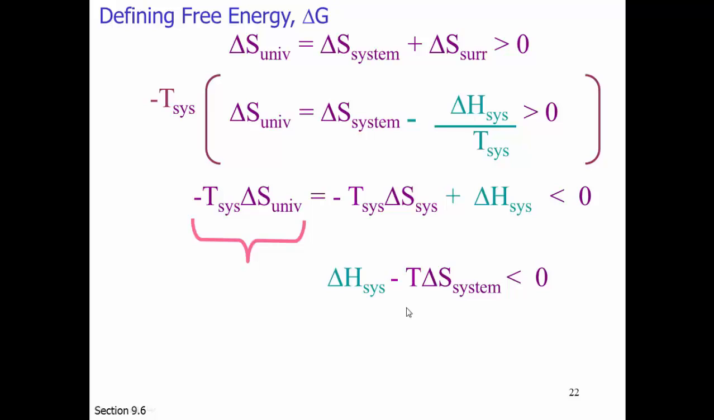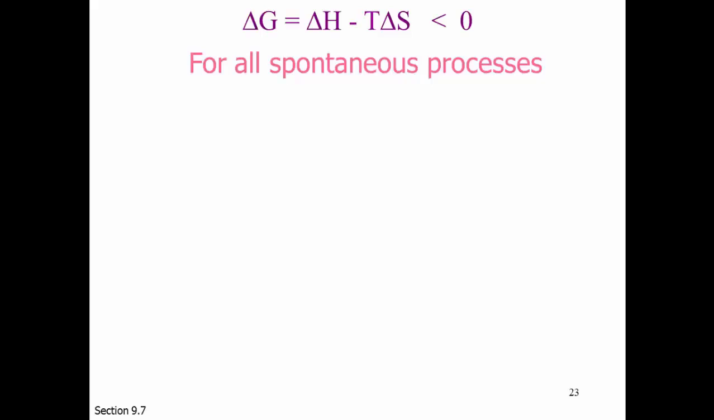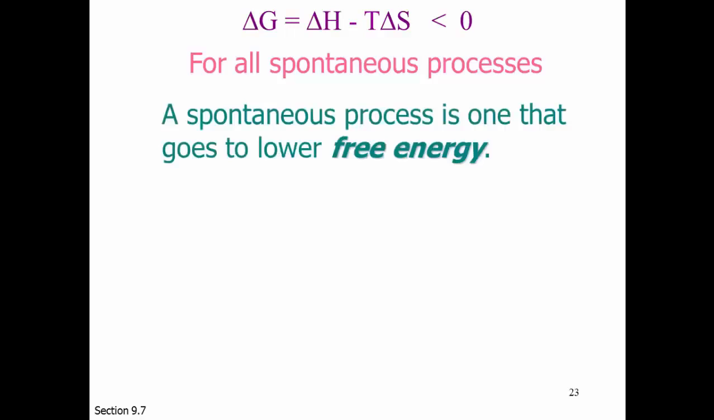The sum of those two terms gets its own special name. It's called delta G, and it is known as free energy. When delta G is negative, the system releases energy which can be used to do work. In fact, delta G is negative for all spontaneous processes. That's because a spontaneous process is one that goes to lower free energy.